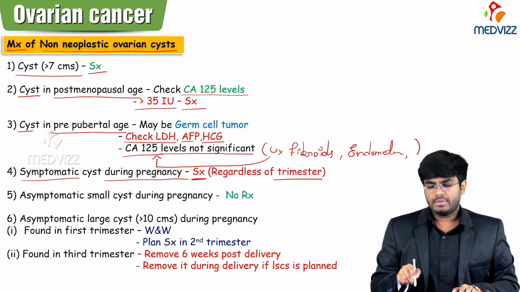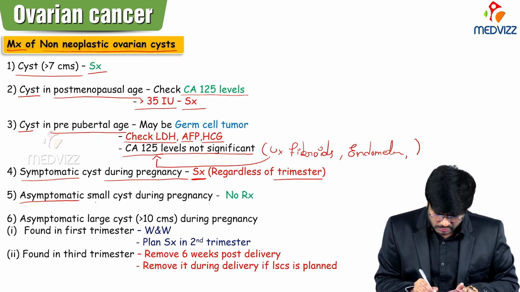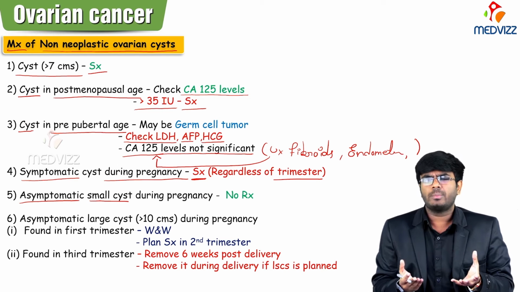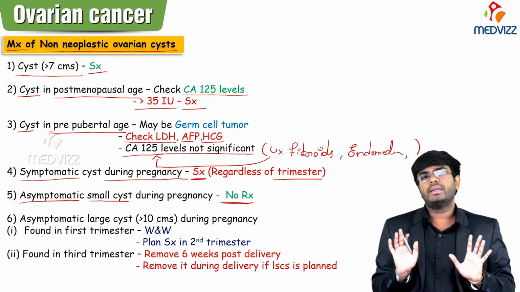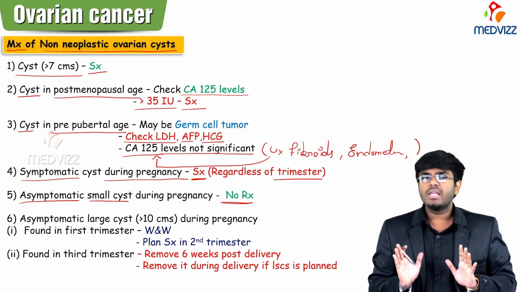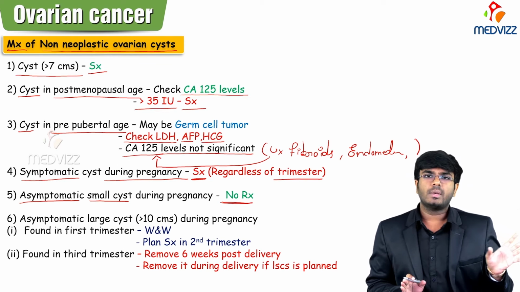Now what if it's an asymptomatic cyst? Asymptomatic cyst, and that too a small cyst. If it is asymptomatic during pregnancy, there is no need of any treatment. No need of any treatment. If it is symptomatic, regardless of the gestational age, perform surgery and remove the cyst.